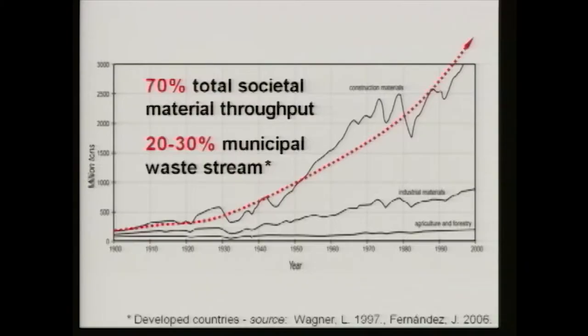Okay. Let's also talk about construction materials. There are huge material flows associated with the built environment. In fact, a study showed that 70% by weight of all material flows through most developed industrialized countries is devoted to construction. 20 to 30% of the entire societal waste stream stems from construction and demolition waste, or nearly 60% of total non-industrial waste.